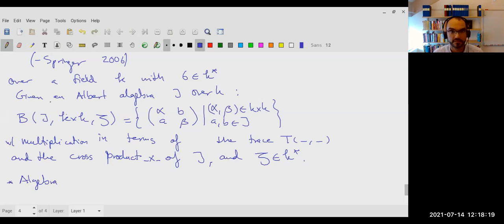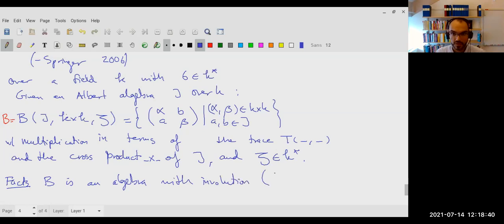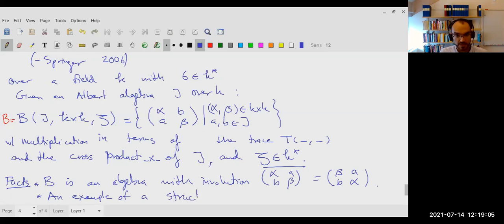So let me call it B for brevity. So B is an algebra with involution. The involution takes alpha, beta, A, B, and just switches the scalars. Does nothing to the off-diagonal part. And for those of you who are familiar, this is an example of a structural algebra, such as have appeared in the work of Alberto Elduque, among others. So this is an algebra.